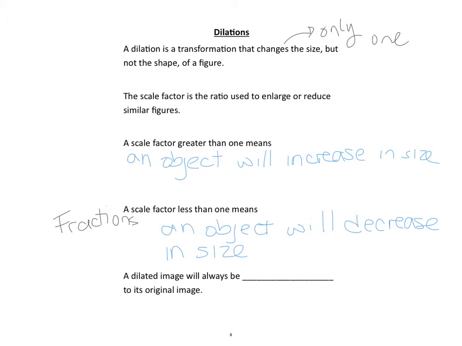And a dilated image will always be similar to its original image. The other 3 transformations will be congruent because you are not changing the size. This is the only one that's going to be similar because you are changing the size. We're not changing the shape, so if it's a rectangle, it becomes a smaller rectangle or a bigger rectangle. We're just changing the size. At no point in a transformation will you change the shape.